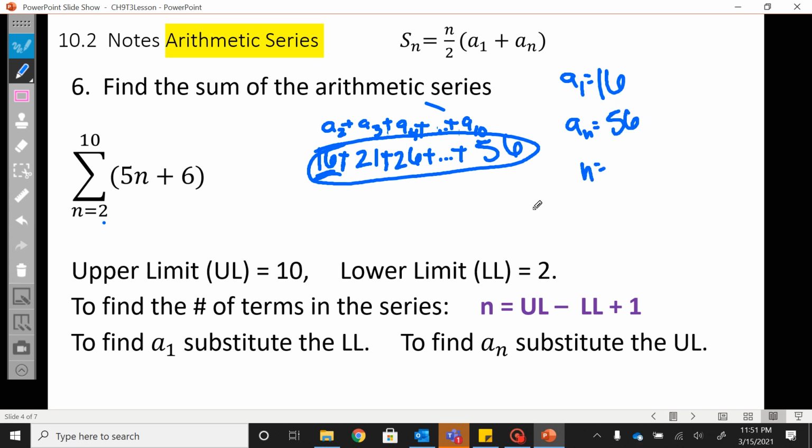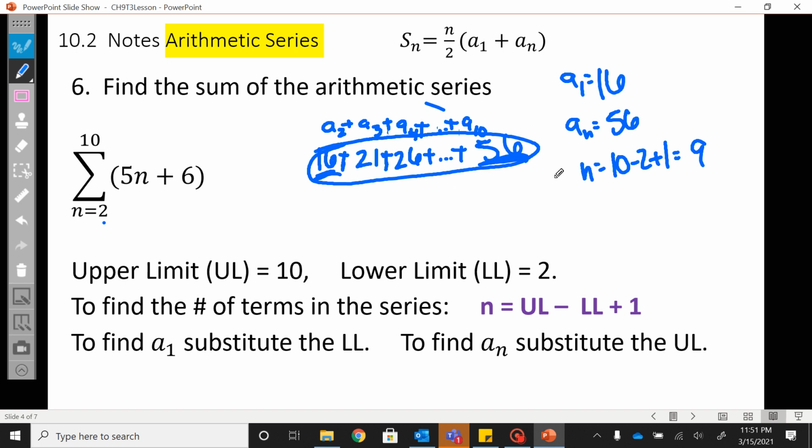The number of terms is actually the upper limit minus the lower limit plus 1. The upper limit is the number on top, the lower limit is the number on bottom. So the number of terms in the series, n, is 10 minus 2 plus 1. That's how many terms there are in this series. So 10 minus 2 is 8 plus 1, so there are 9 terms here. To find a1, substitute the lower limit. We already did that. To find an, substitute the upper limit 10. We already did that. 10 times 5 is 50, plus 6 is 56.